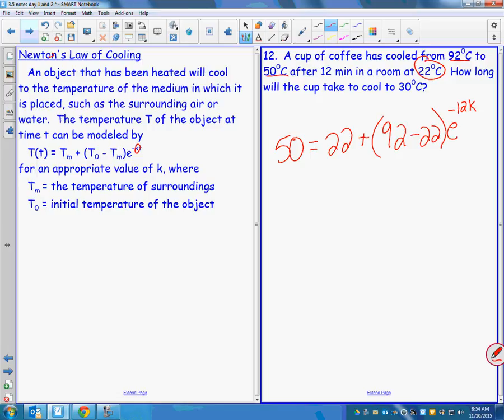So step 1, and where I'm going to leave you because the bell's going to ring, is you have to solve for k. And you're going to get k equals some ugly decimal. And then step 2, use that k value to find how long it will take to get to 30 degrees, which means we're trying to find the time it takes to get this to equal 30.